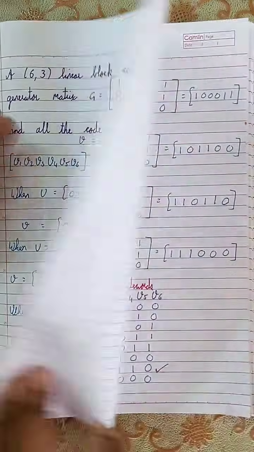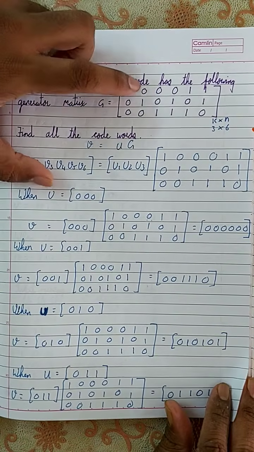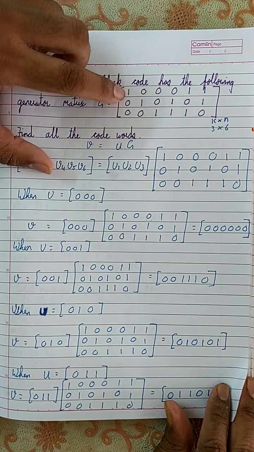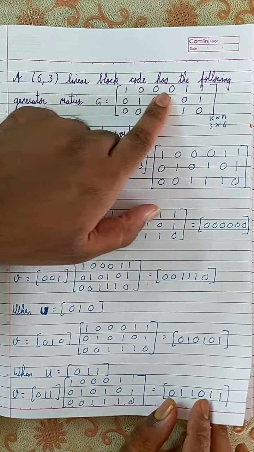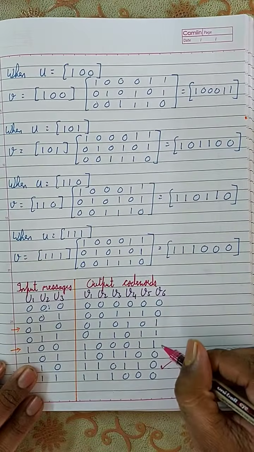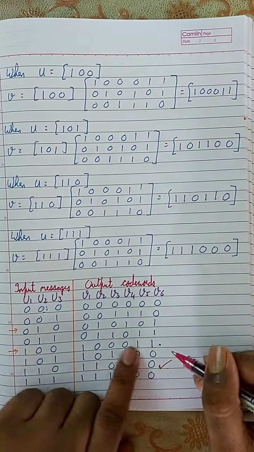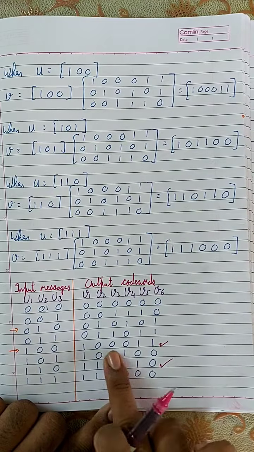You can see it for yourself. For example, what is the first row? 1 0 0 0 1 1. That is the first row. Let's see if this code word exists anywhere over here. It is the one with 3 zeros and 2 ones. Where is it? This itself. See, this is actually the first row of the generator matrix. They are over here.